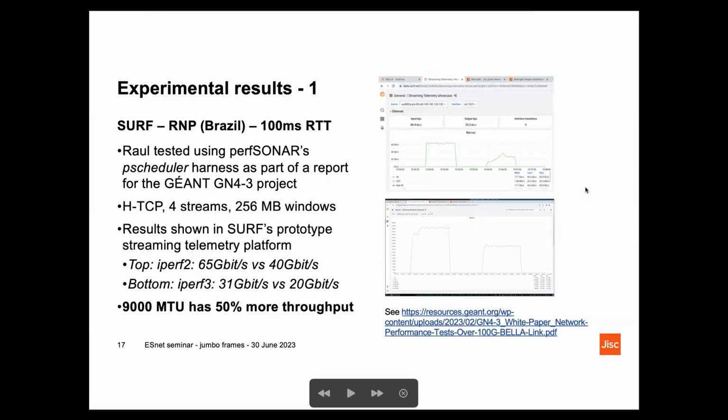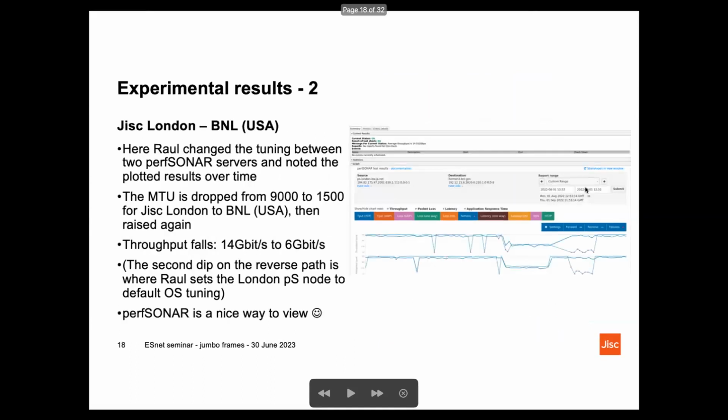But the long and short of it is that with IPv3, for example, getting 31 gigs with 9,000 MTU versus 20 gig with 1,500. So that was 50% more throughput for 9,000 MTU. There's a link there to the document where Raoul's documented more of the testing.